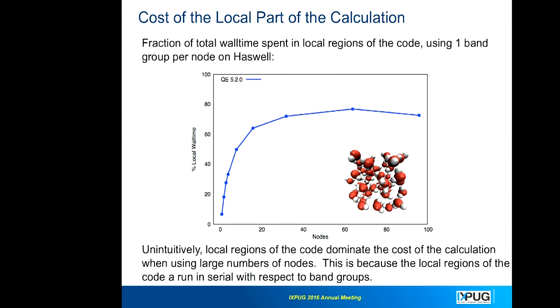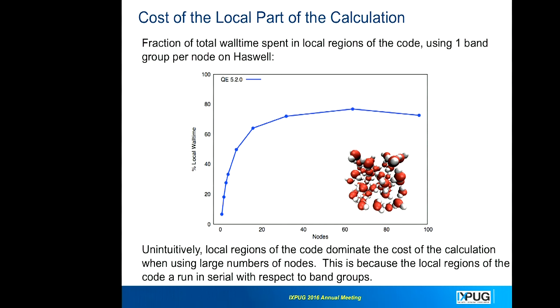So actually, if we look at here, this is just using the old version of Quantum Espresso before we made any improvements. What you see is that as you go to larger numbers of nodes, the fraction of time you're spending in the local part of the calculation, that is to say the part of the calculation that's basically supposed to be free, increases. By the time you're at 8 nodes, you're already spending roughly a majority of your time doing stuff that's supposed to be cheap. And of course, now that we've improved parts of the exact exchange, this would just look worse.